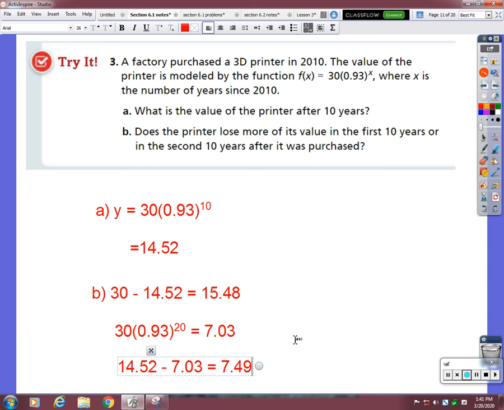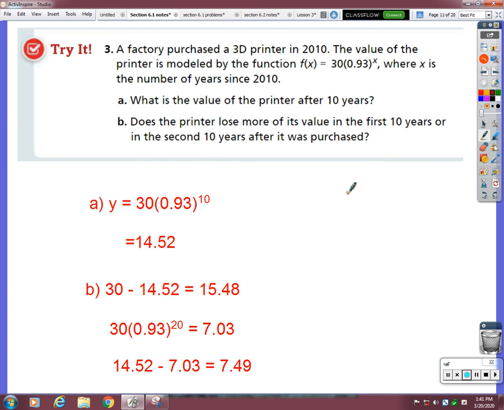$7.49 worth of value. So you can see that over the course of the first 10 years it went down from $30 to $14.52. That's a loss in value of $15.48. Over the course of the next 10 years, it went down from $14.52 to $7.03. That's only a loss of $7.49, so it lost more value in the first 10 years.